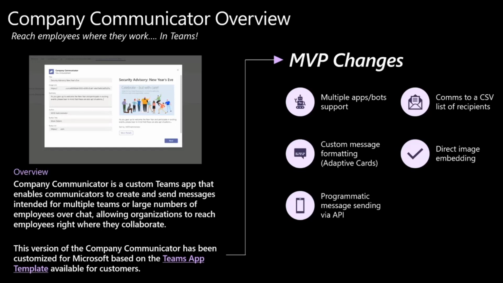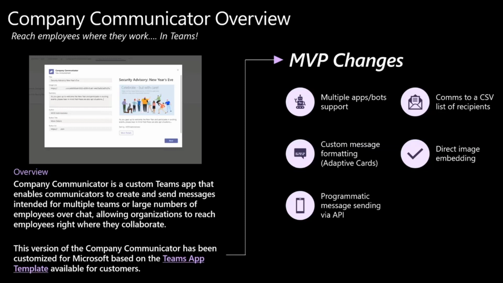Another change is direct image embedding. By default, the solution supported image embedding using the URL. However, sometimes communication teams have a need to secure the image so the image is not exposed publicly. We have figured out a way to directly embed the image into the card and then send it to all recipients, so the image is not available by a publicly accessible URL.